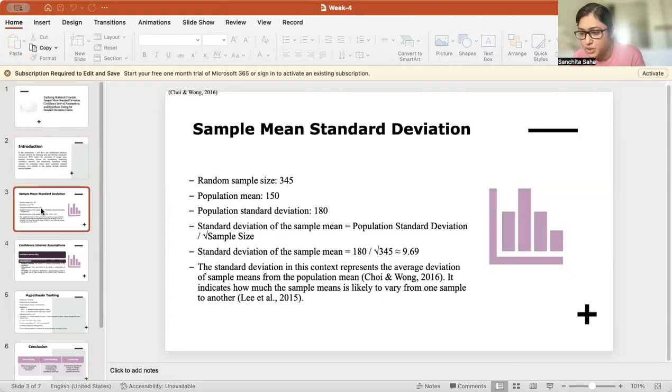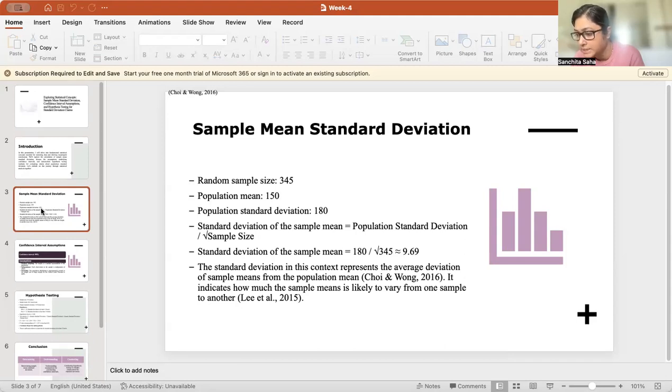Sample means standard deviation. Let's dive into calculating the standard deviation of sample means. Imagine we have received a random sample of size 345 from a population with a mean of 150 and standard deviation of 180. To find the standard deviation of the sample mean, we apply the formula: dividing the population standard deviation by the square root of the sample size. In this case, the standard deviation of the sample mean would be approximately 9.69.